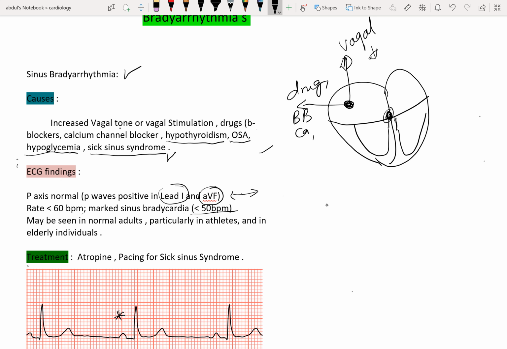Then the rate is usually 60 beats per minute or less. If less than 50, it's marked sinus bradyarrhythmia. Less than 60 is usually just sinus bradyarrhythmia. Marked sinus bradyarrhythmia is anything less than 50 beats per minute.